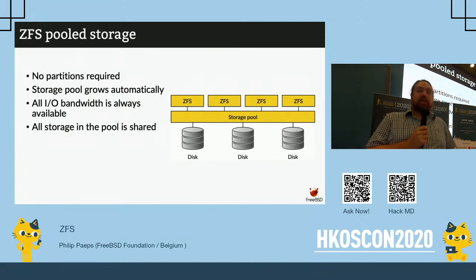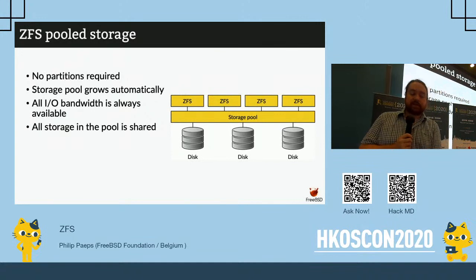So all of the storage in the pool is shared. The file system doesn't actually know or care which disk it hits, or where it is stored. The storage pool abstracts all of that for you, and the storage pool is self-managing. So if you add a disk to the storage pool, it grows. If you take a disk away, of course, it blows up. Don't do that.